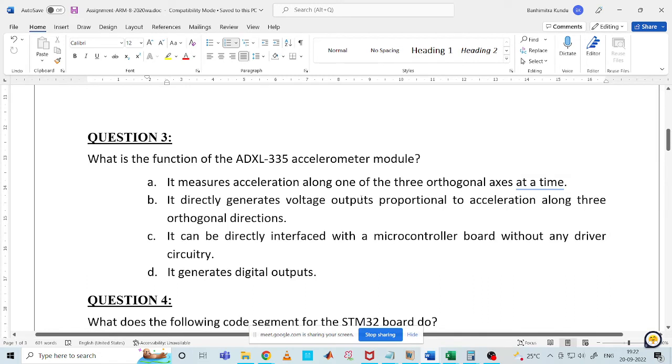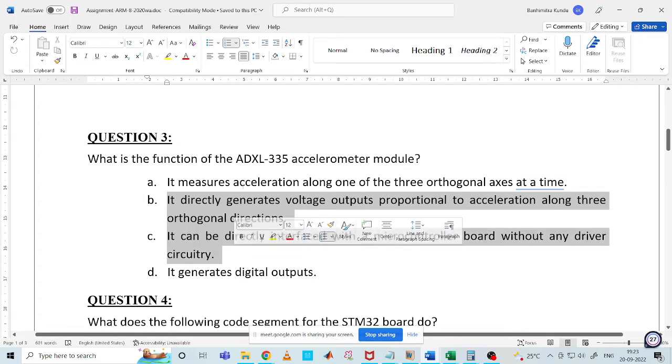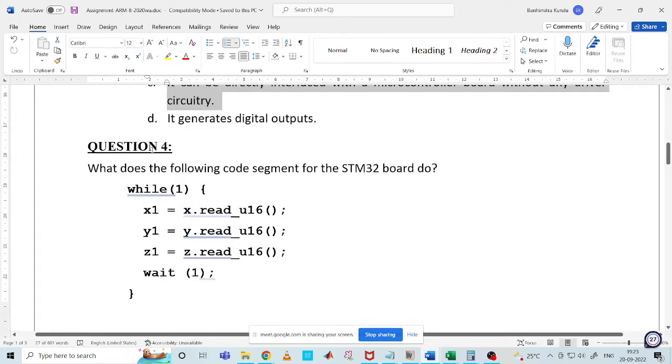Question 3. B and C. But then when you are seeing in Arduino, you are getting all these digital values, no? No, analog values. So it is actually an analog value, you pass it through ADC and then you get a digital value, right? Correct. So yes, it is only B and C. Yeah. Question 4.